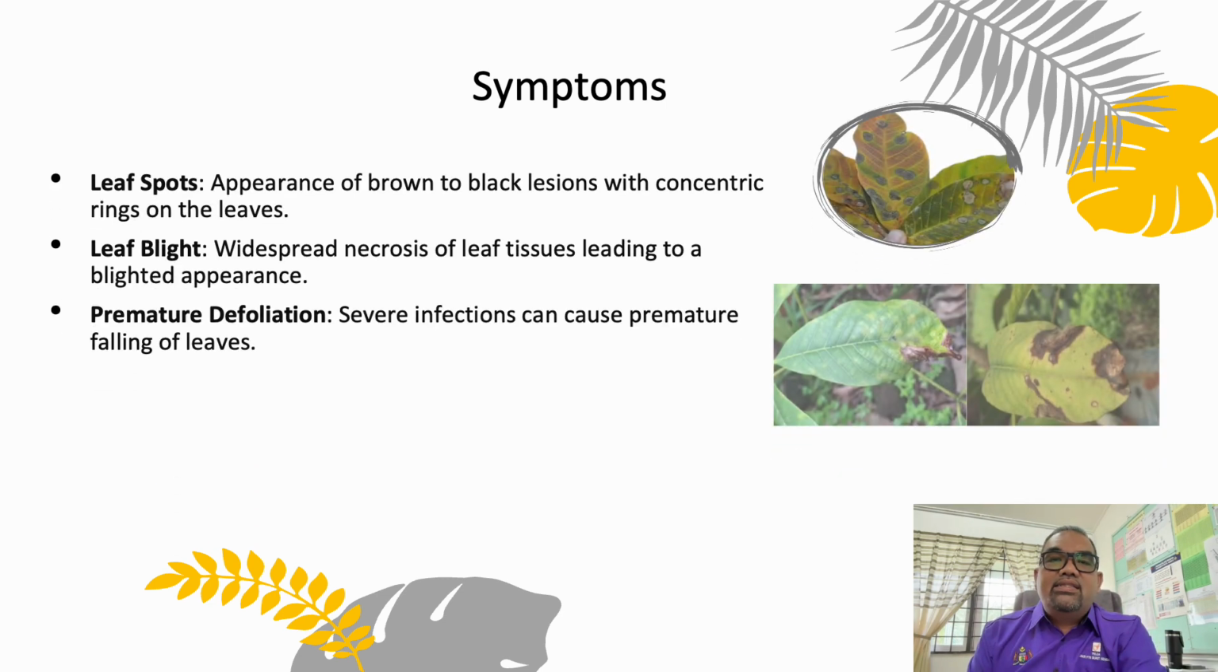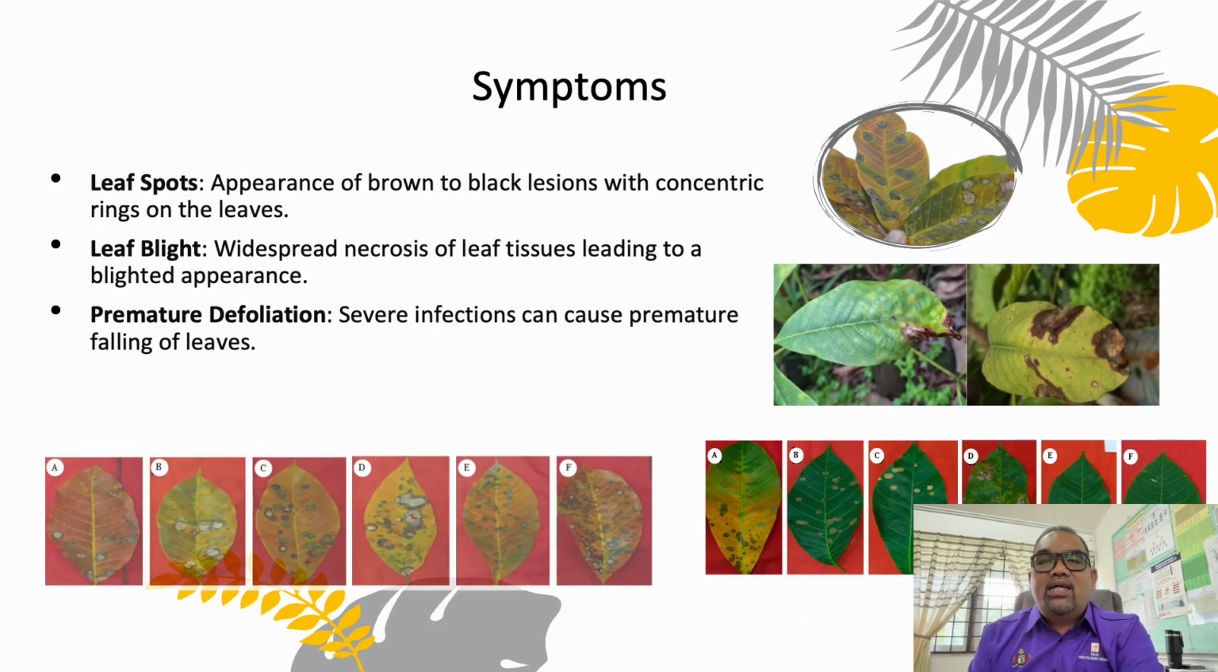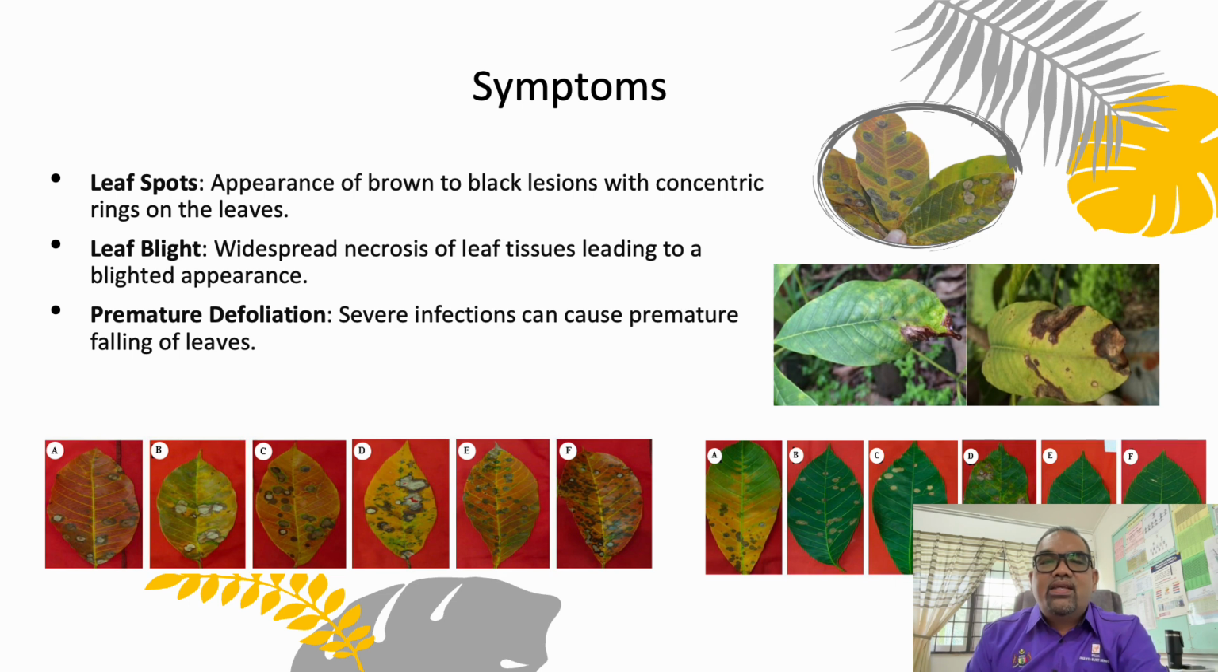Next, let's discuss the symptoms of Pestalotiopsis leaf-fall disease. Early signs include the appearance of leaf spots. These are typically brown to black lesions with concentric rings resembling targets on the leaf surface. These spots may initially seem harmless but can expand and coalesce, covering larger leaf areas over time.